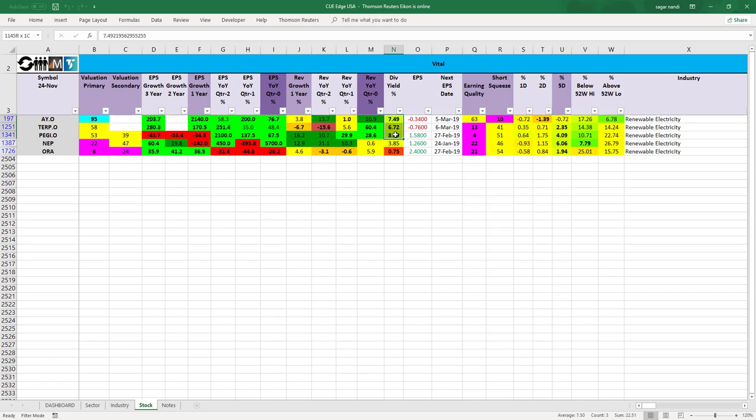And all these three stocks pay very nice dividends as well, between 6.7 to 8.2%. These stocks are in a strong industry, fundamentally they are strong. Therefore, you will look for buying opportunities in these stocks.